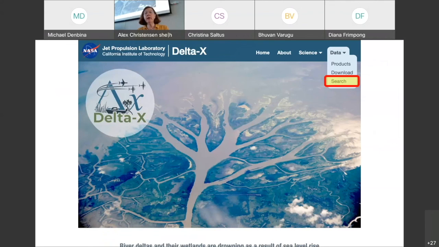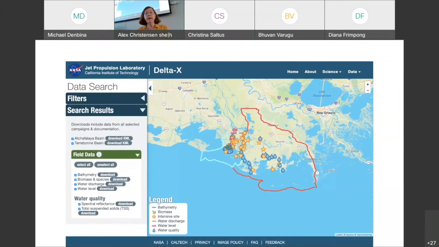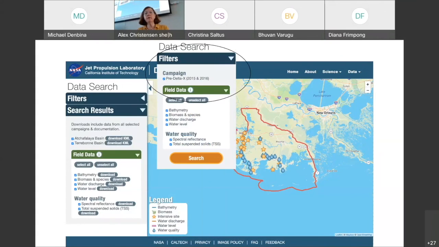In order to do that, you go to the Delta X data site. There's a data tab. You can do a search at that point, and then that will take you to a map where you can select the different data types that you want to search on. At current, this data search only has the pre-Delta X campaign data on it. We've been very focused on getting the data to the DAAC, but we are going to update this search so that you can find the data there also.